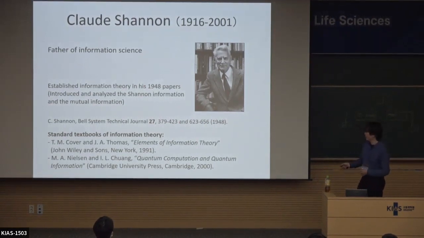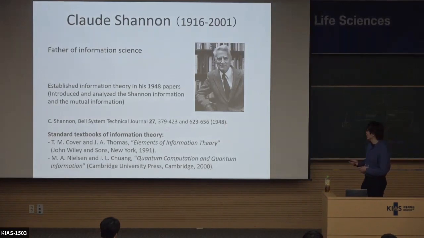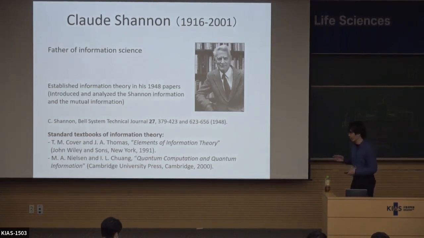So these are modern textbooks. I think the most famous one is Cover and Thomas's textbook. But this is a very heavy textbook, maybe 500 pages or something like that. There's also a short introduction to classical information theory in this quantum information textbook. That part is very concise, and I can recommend it even if you are not interested in quantum situations.